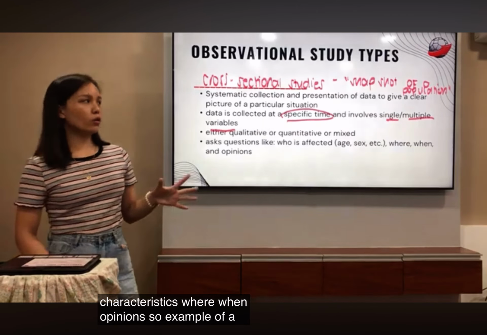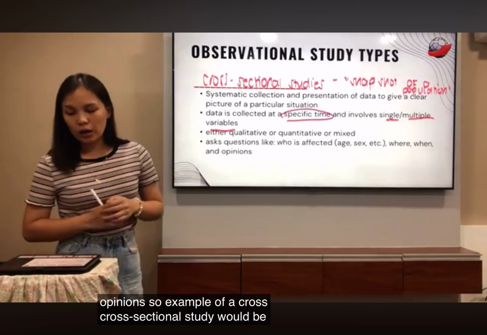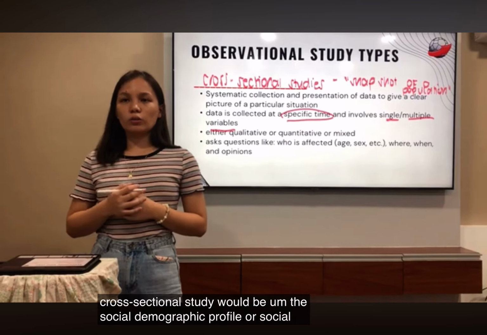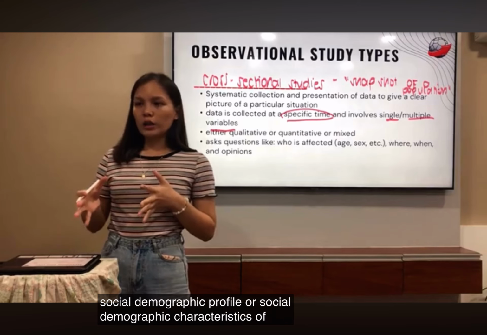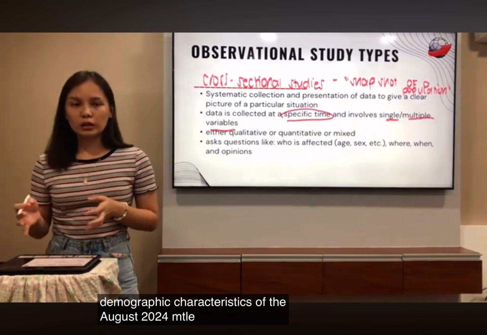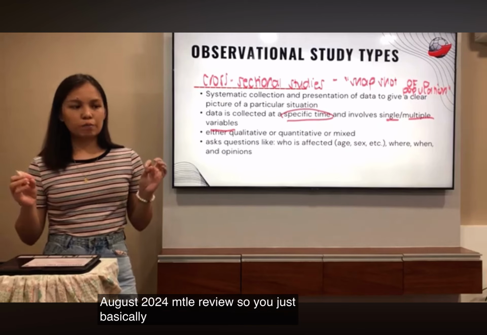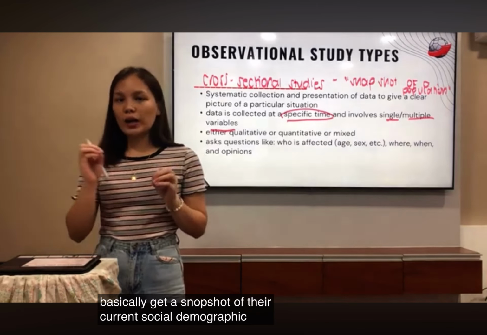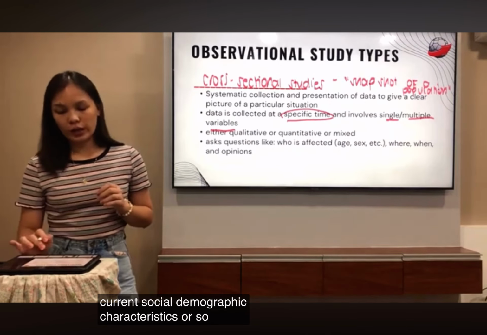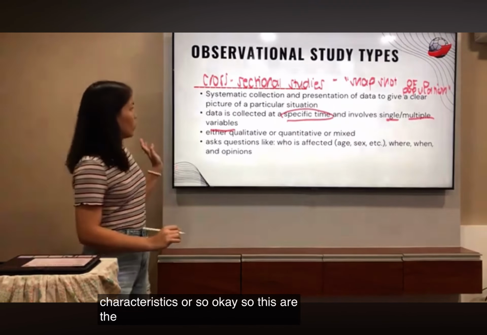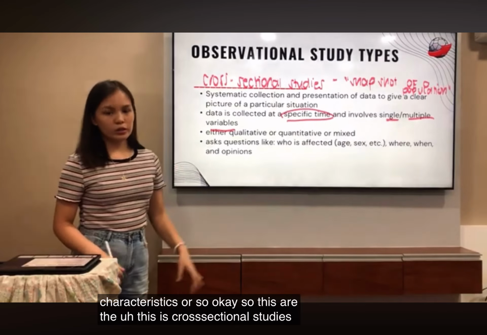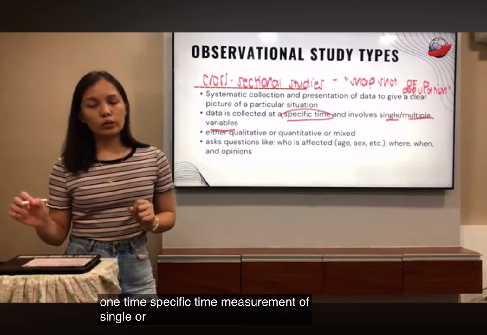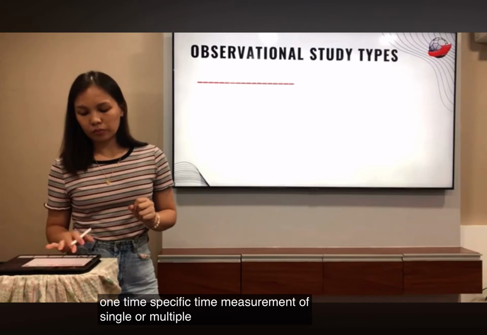So an example of a cross-sectional study would be the socio-demographic profile, or the socio-demographic characteristics, of the August 2024 MTLE reviewees. So you just basically get a snapshot of their current socio-demographic characteristics. Okay, so this is cross-sectional studies: a one-time, specific time measurement of single or multiple variables.